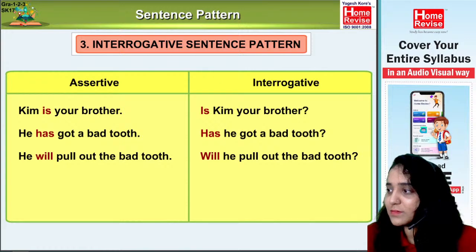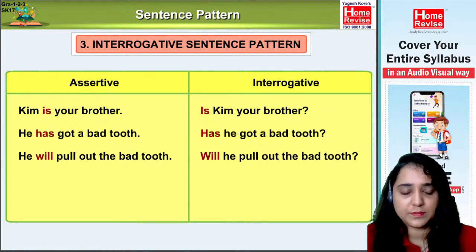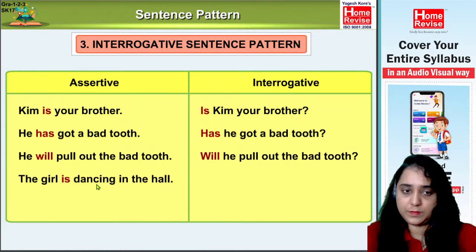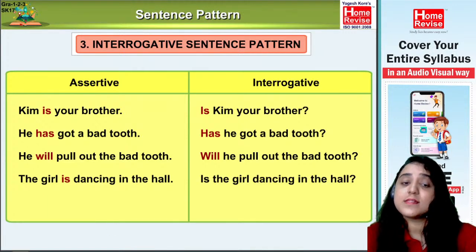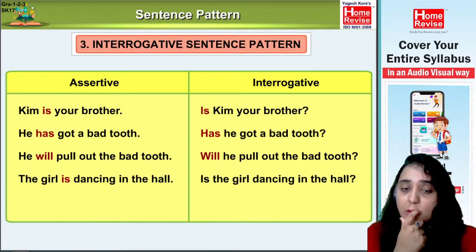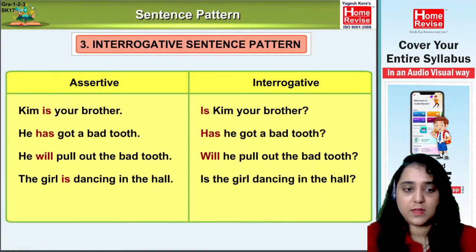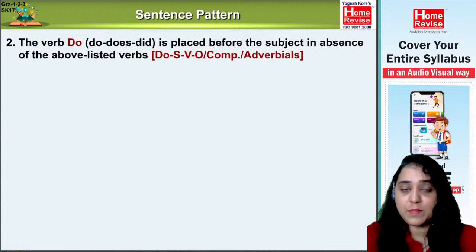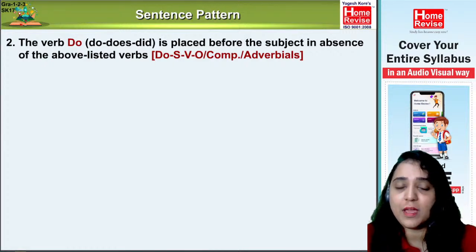Will he pull out the bad tooth? Assertive. The girl is dancing in the hall. Interrogative. Is the girl dancing in the hall? Question mark. Now, 2. For all the statements, question mark is extremely important.